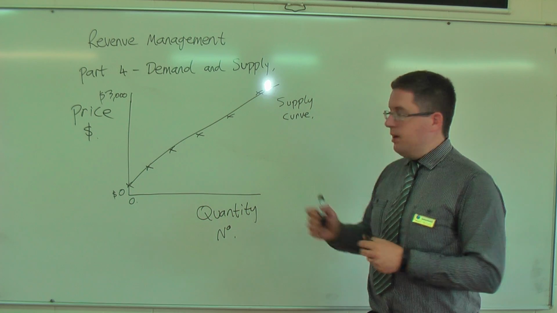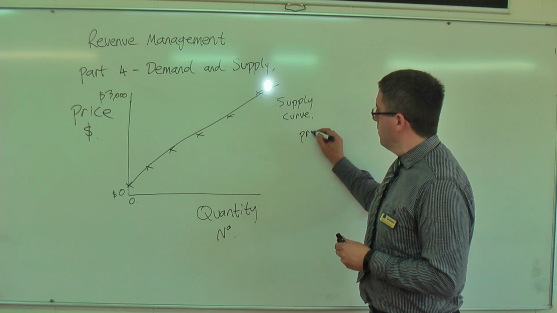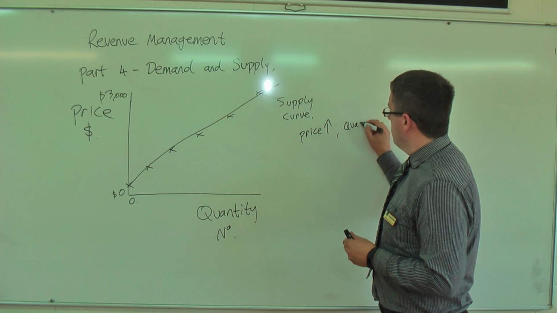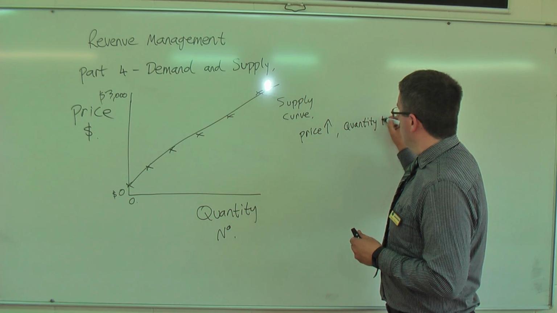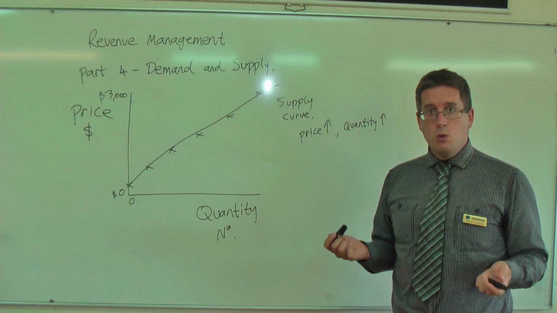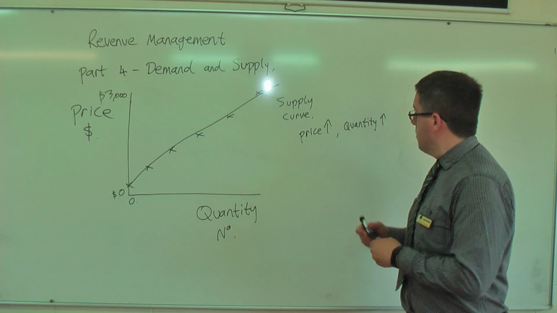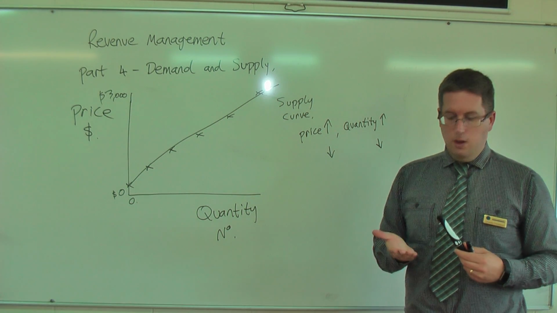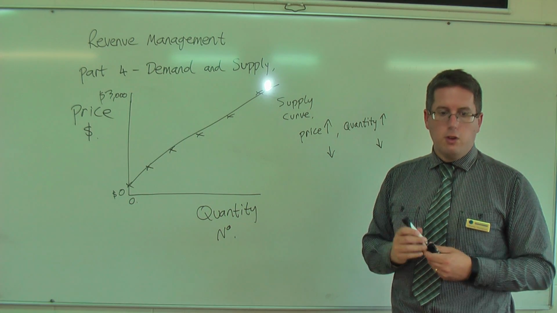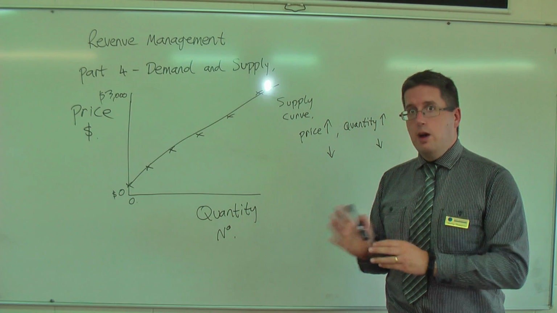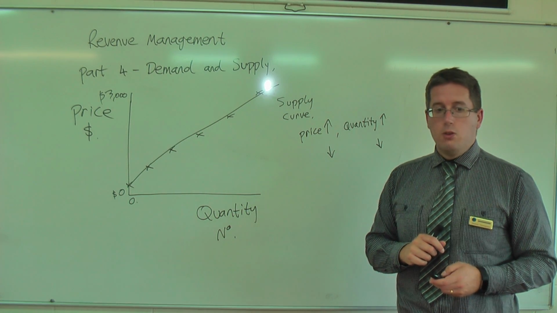So as the price increases, quantity increases. So this is not an inverse relationship, this is just a normal relationship. The price goes up, quantity goes up. The price goes down, quantity goes down. So positive or normal relationship. So that's called the supply curve. And that's what the suppliers or sellers are wanting.